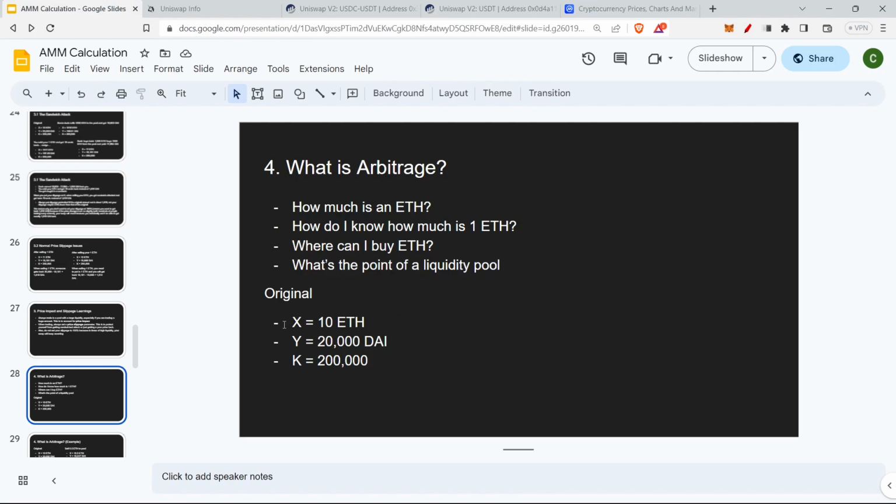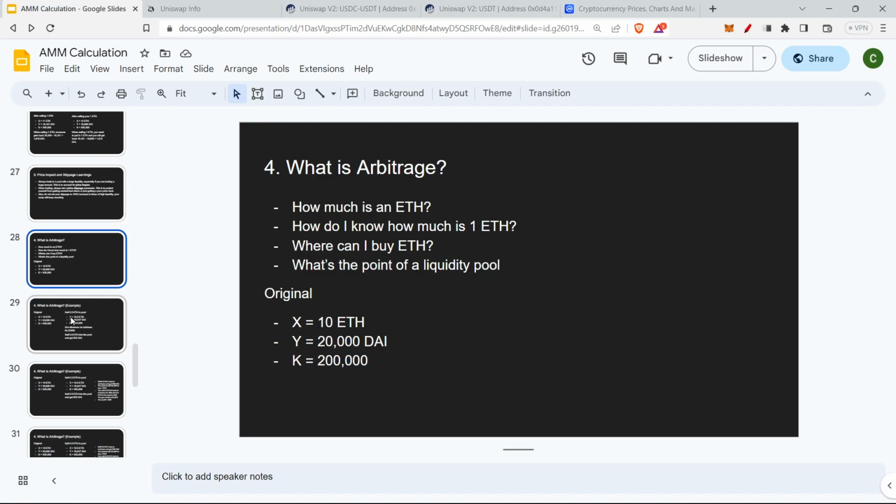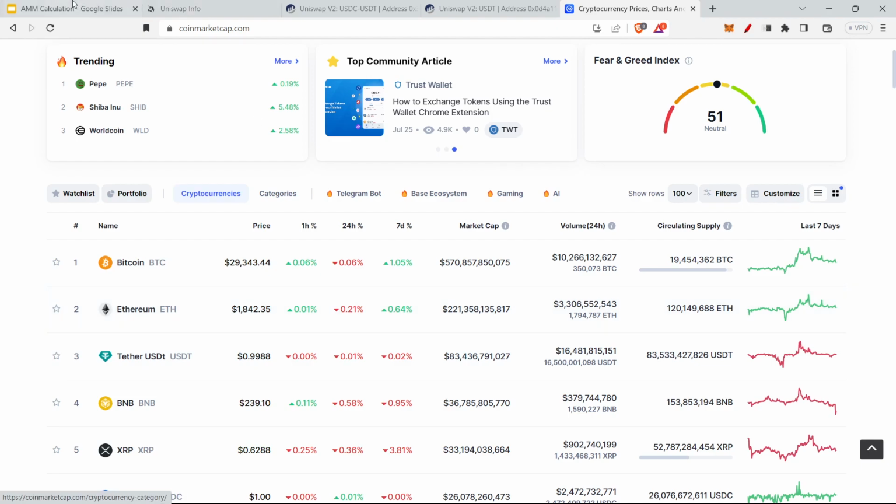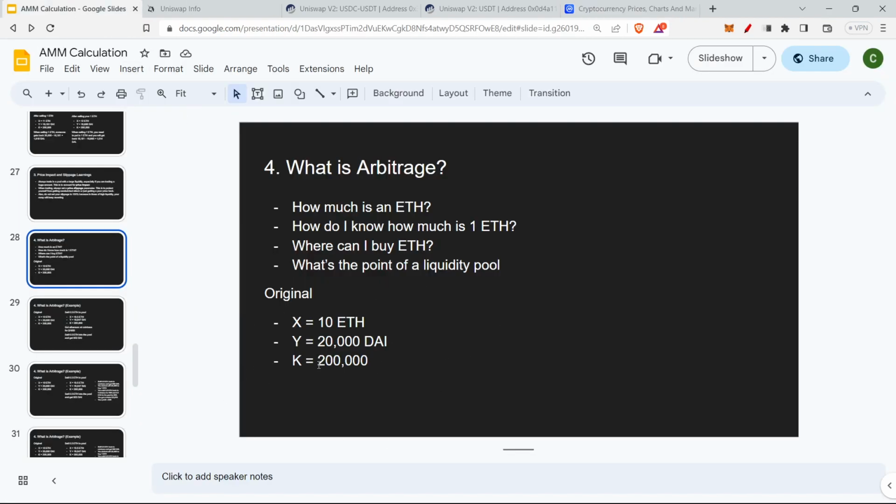Let's say, for example, this pool is real. In a random decentralized exchange, this pool exists. What can you do to actually gain some money from the pool? Before that, where can you buy ETH? So there are two ways you can buy. One is from centralized exchanges, like Coinbase or Crypto.com. And the second one is from decentralized exchanges like Uniswap or SushiSwap. Let's say this price is real, 1,842, and this liquidity pool exists.